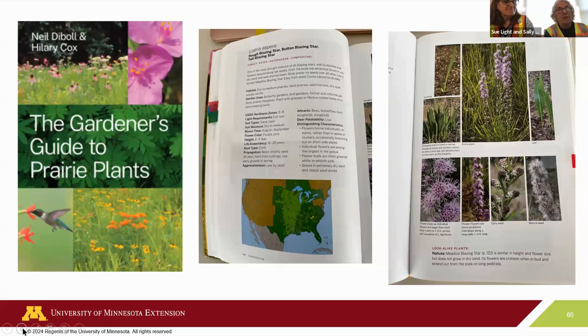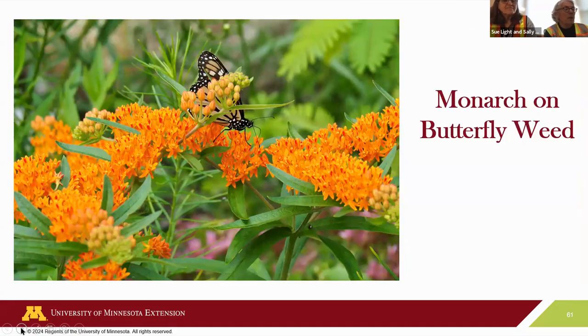Plants don't live forever. For example, the life expectancy of a large flowered beard tongue is 3 to 5 years, while Culver's root lives 5 to 10 years.